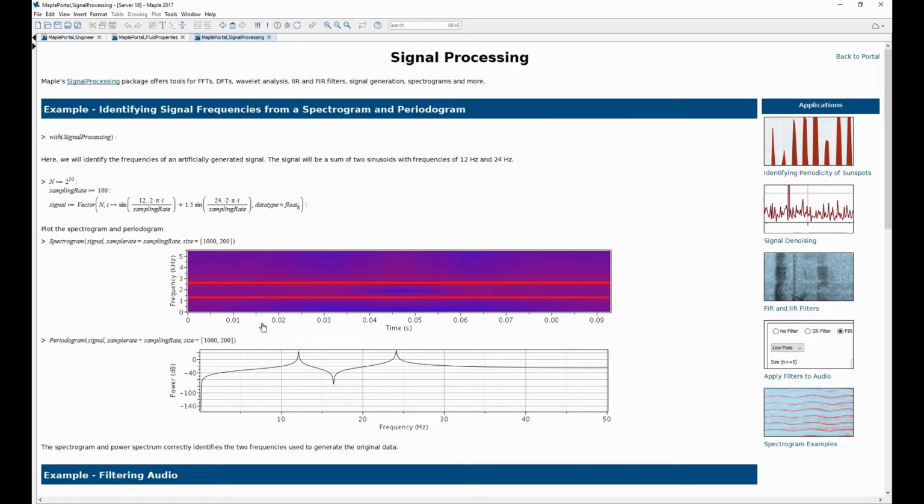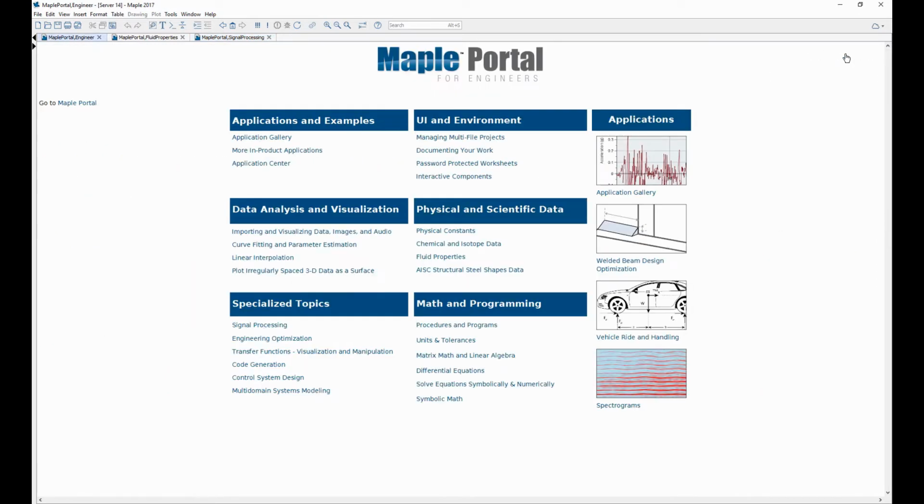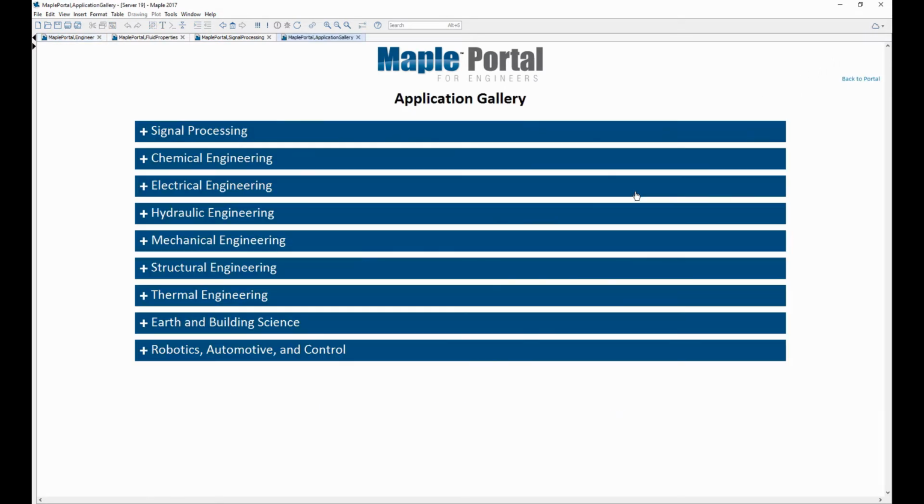Here, we learn about Maple's tools for signal processing and filter design. The Maple Portal for Engineers also features a gallery of curated applications across many disciplines.